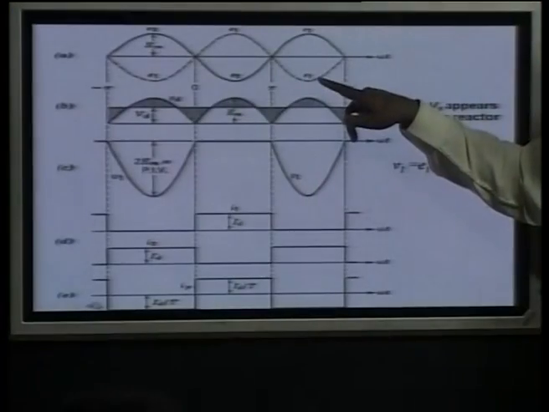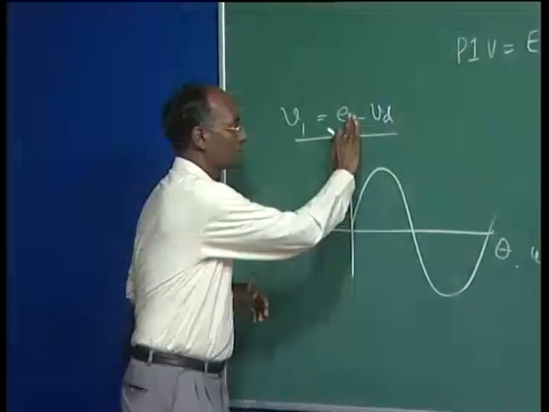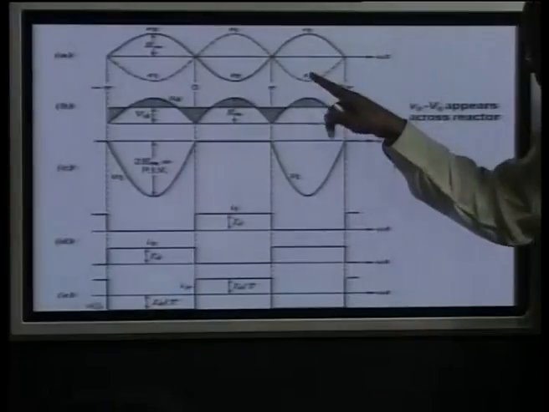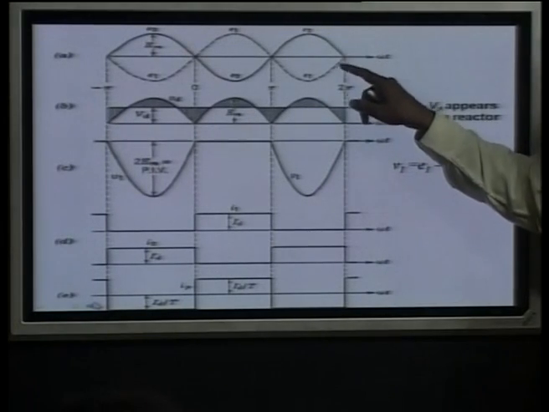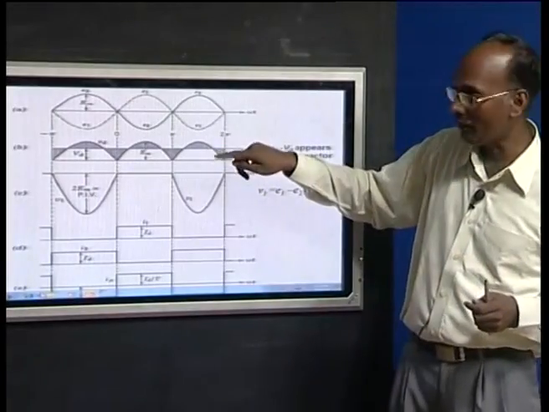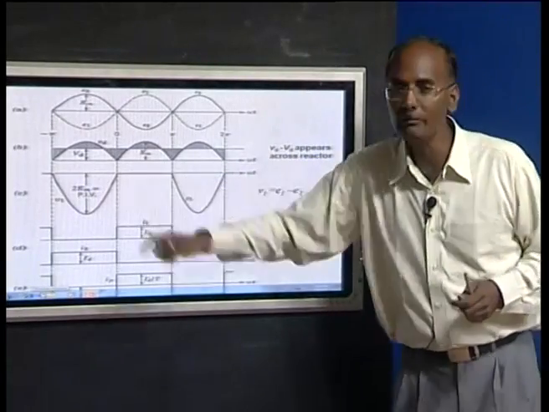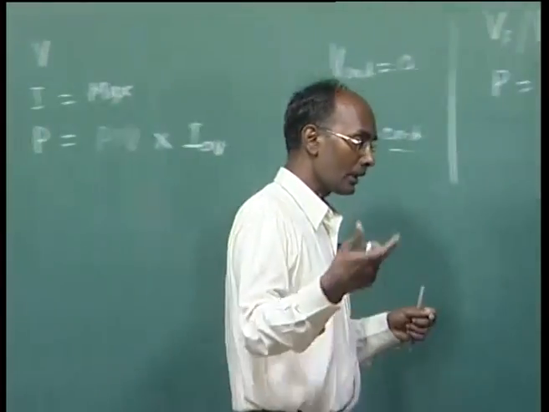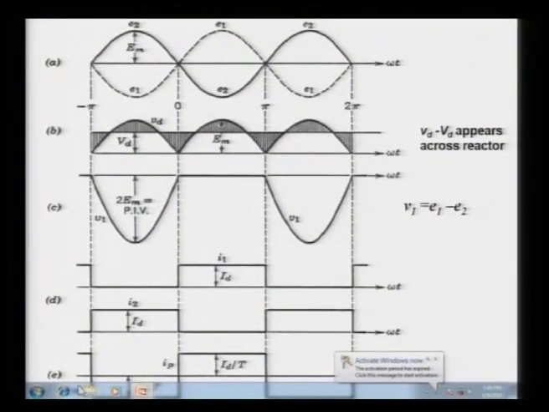It is always E1 minus Vd. Here, E1 minus Em sin omega t: at this point it is Em, and the difference becomes twice of this. Similarly, we can calculate for the other circuit, the other valve. So you can see here the ripple is 2 and the peak inverse voltage is going to be twice the peak voltage of the secondary side.